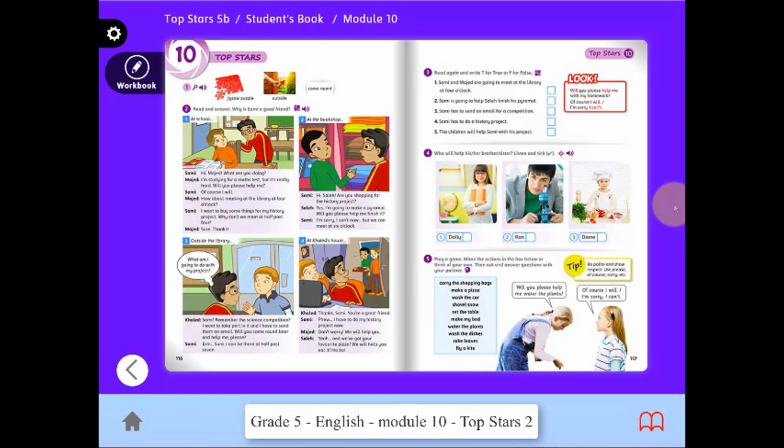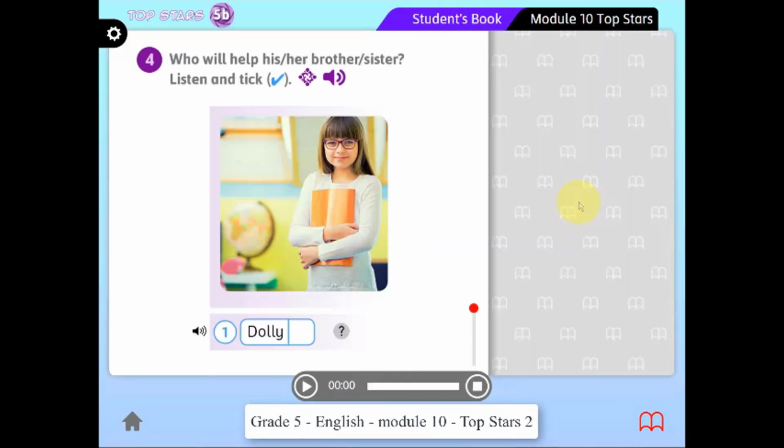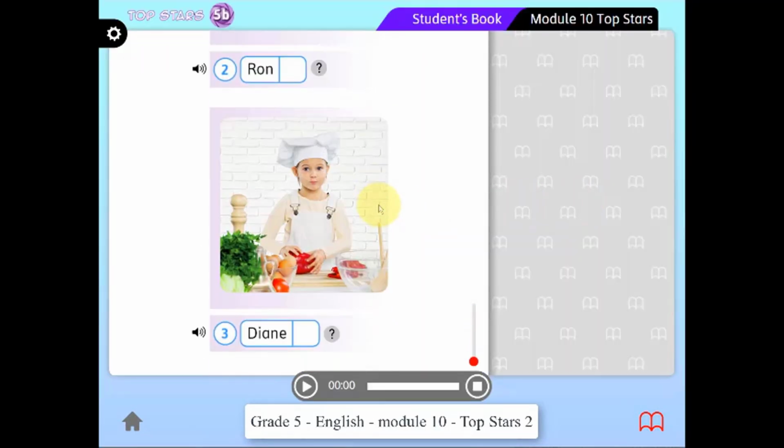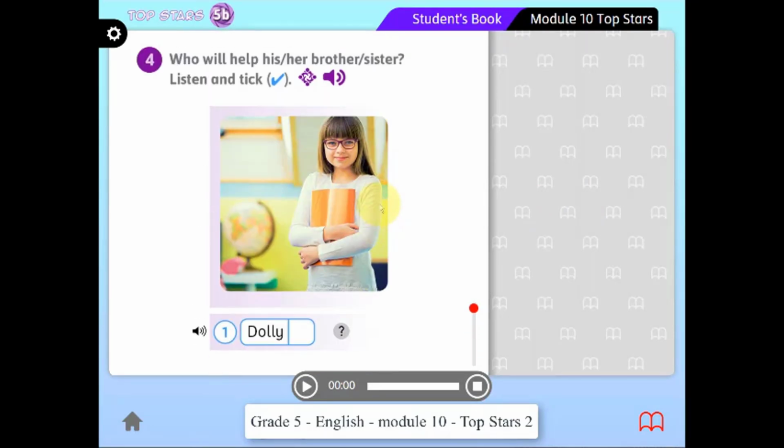Open your books page 117, exercise number 4. Here we have 3 pictures. In each picture there is a person. You are going to listen to a short dialogue and see if this person will help his sister or brother. Like this girl, her name is Dolly. Her sister Gina is gonna ask her for help. Listen and tell if Dolly will help Gina or not. In case she will help, just put a tick here in this box. Ready? Go ahead.